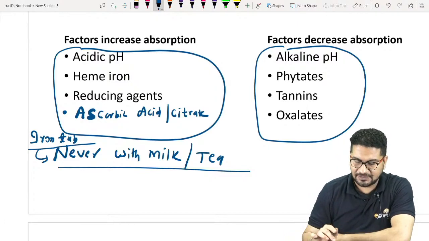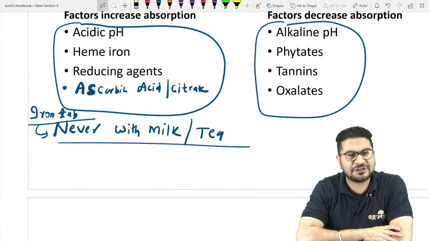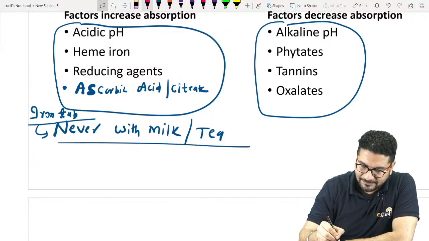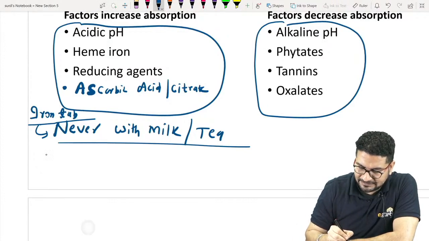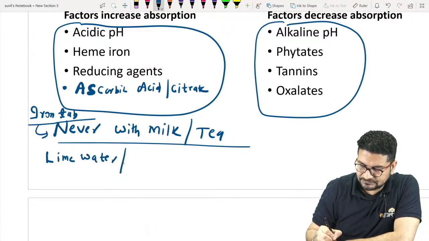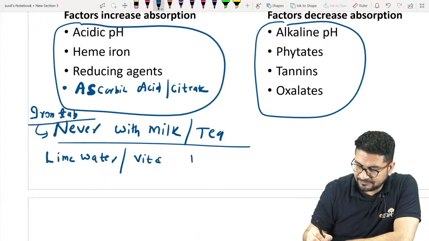If I say what you can use instead, you can use nimbu pani, or lime water. Remember, lime water or vitamin C. Vitamin C increases iron absorption.